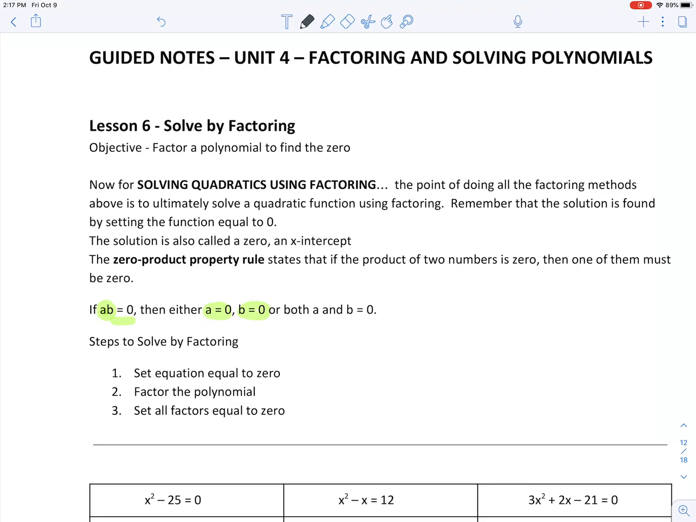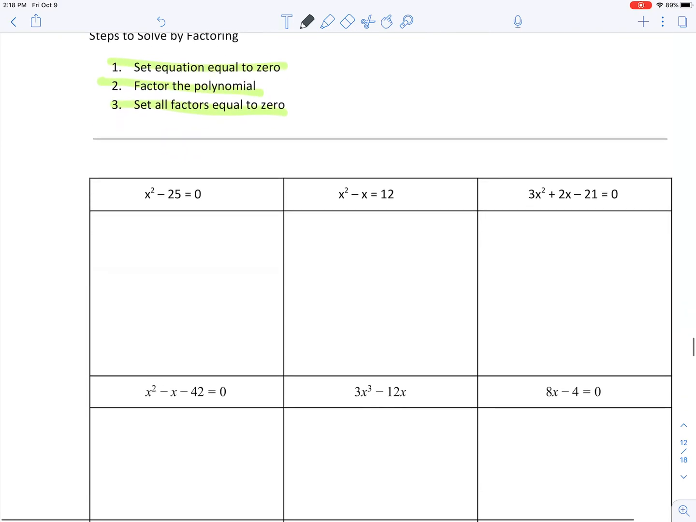So remember, when we're factoring, we are multiplying two expressions together, normally two binomials, and then we're going to set each of those binomials equal to 0 to solve it. The first thing we have to do is make sure the equation is set to 0, because the zero product rule only works then. Once it is equal to 0, we factor the polynomial, and then we set all of the factors equal to 0. Easy peasy? Well, let's try it.